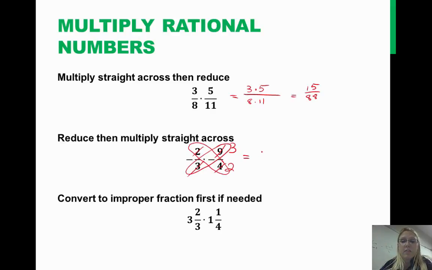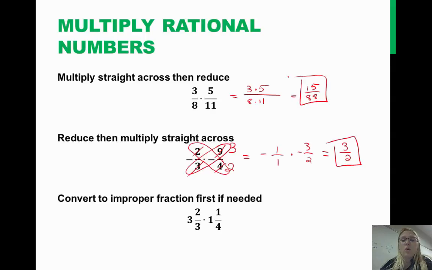So now I have negative, and now I can call these 1s. So 1 over 1 times negative 3 over 2. Now remember, a negative times a negative is a positive. So we have now 3 over 2 as our answer.